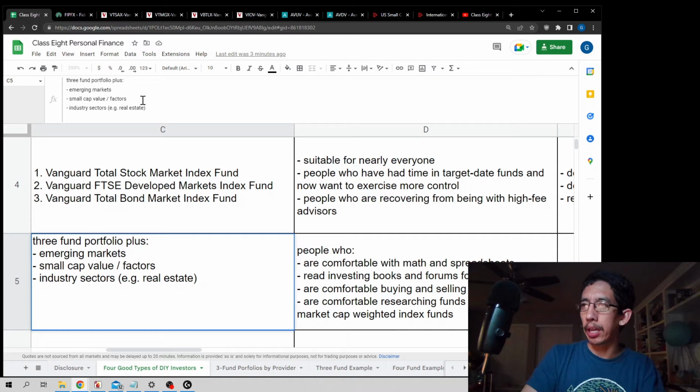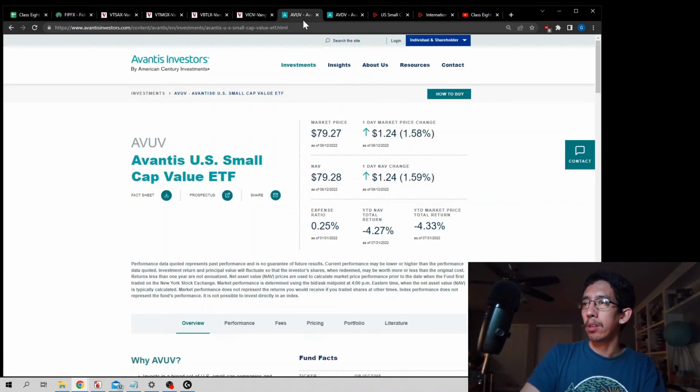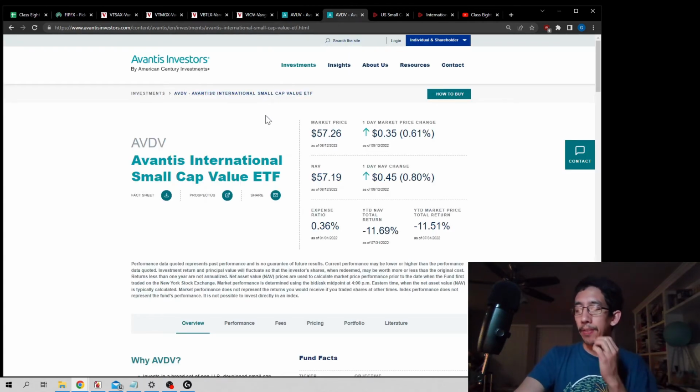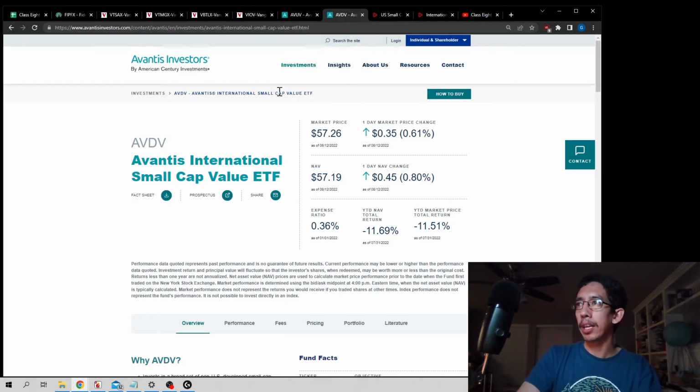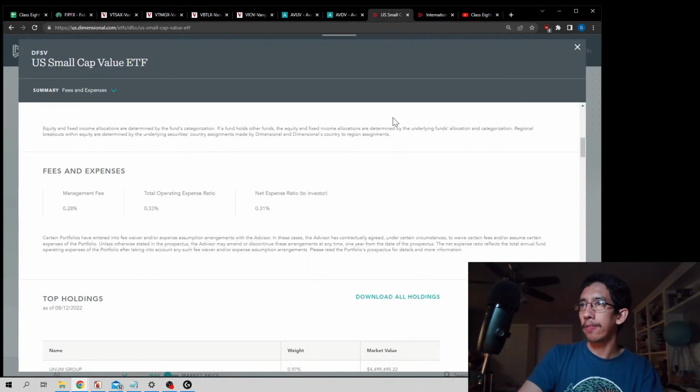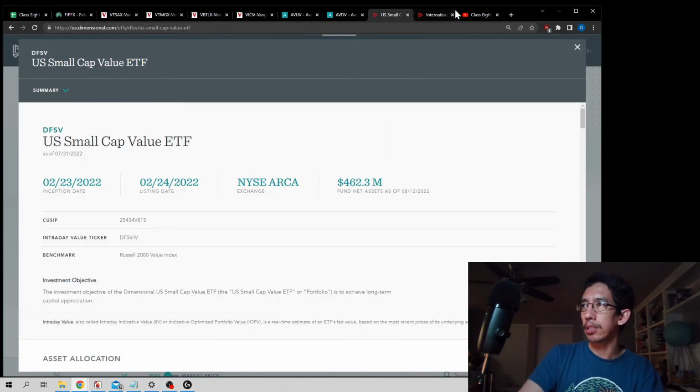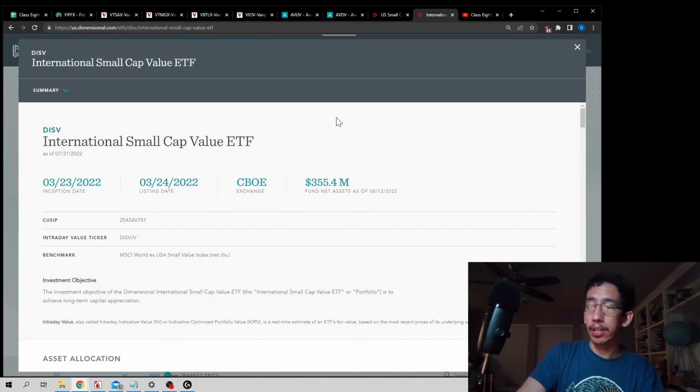Another tilt would be an additional small cap value fund. So if you could say this one right here, AVUV, Avantis US Small Cap Value ETF, and then AVDV, Avantis International Small Cap Value ETF. Full disclosure, I own both of these Avantis funds within significant amounts in my portfolio. And funds like these from Avantis or funds like these from Dimensional Fund Advisors, this is their US Small Cap Value ETF. This is their International Small Cap Value ETF.